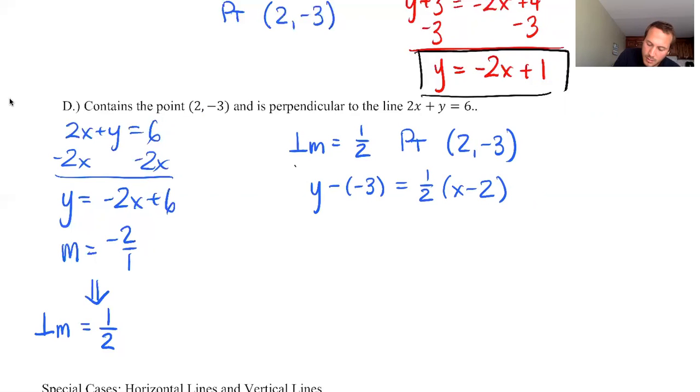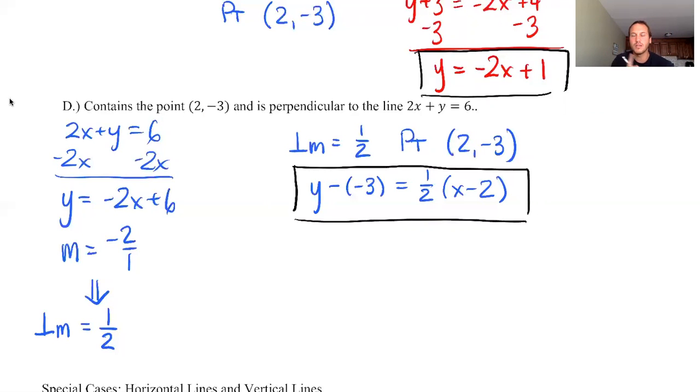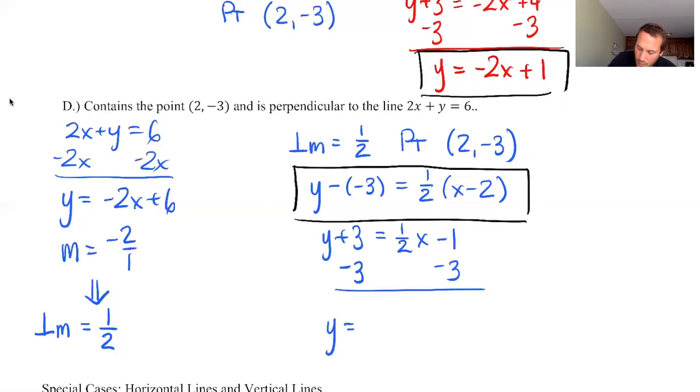If you want, the directions don't say to go to point slope. Don't say to go to slope intercept. I keep doing that, I'm sorry. I could be done there. I am going to go a little bit further though. I'm going to simplify to y plus 3 is equal to 1/2 x minus 1. I'm going to subtract 3 on both sides and get y equals 1/2 x minus 4. There's my answer in slope intercept form.